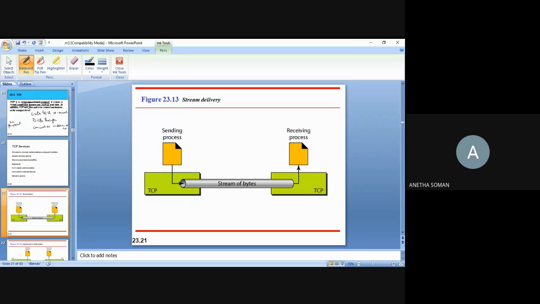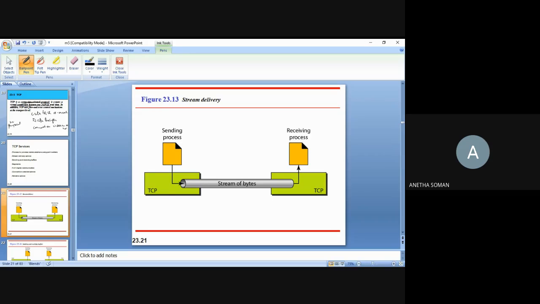So in short, the sending process produces the stream of bytes, and the receiving process consumes them. The sending process will produce, or write to, the stream of bytes, and the receiving process consumes, or reads from, them. So that is one type of service that TCP provides. It is a stream-oriented protocol.